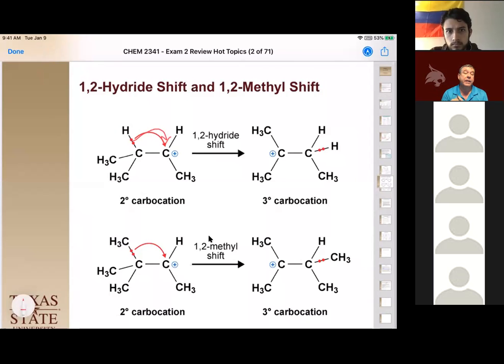Now, if we don't have a hydride to move, we can move a methyl group. Rarely do you move anything bigger than that unless it's a ring. The reason you can open a ring like that is because of ring strain. So the only time you move more than a methyl group is when you have a ring. I think I gave 2 examples of that during class, so double check that.